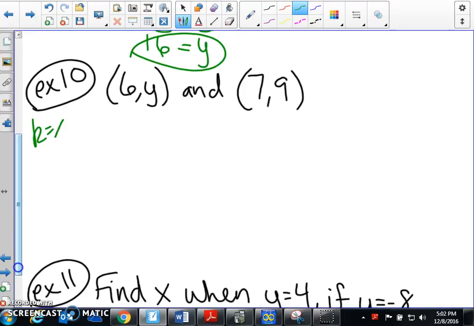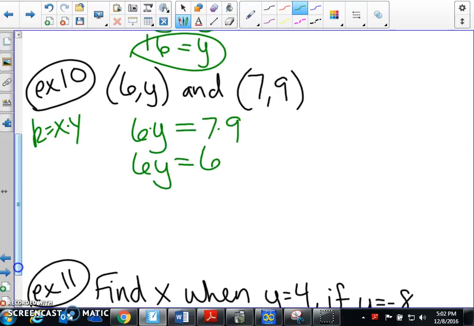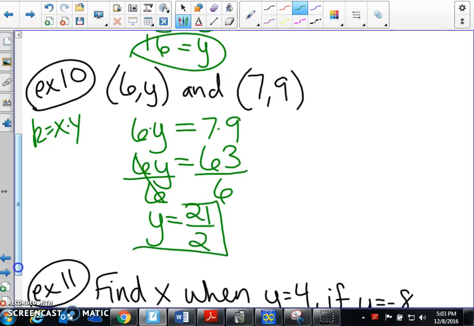Next one. Constant of variation is x times y. So 6 times y is equal to 7 times 9. 6 times y is 6y. 7 times 9 is 63. Divide both sides by 6. Y equals 10 and a half, which if we math frac that one is 21 halves. Don't do decimals. Don't do it.